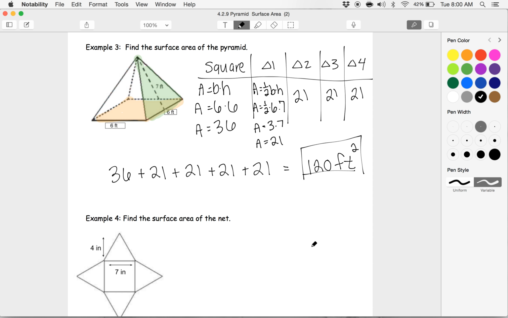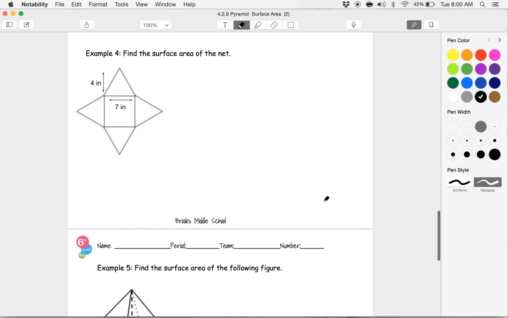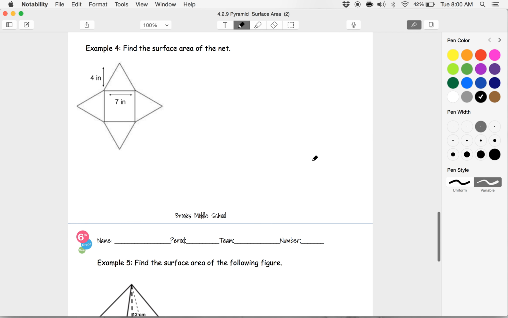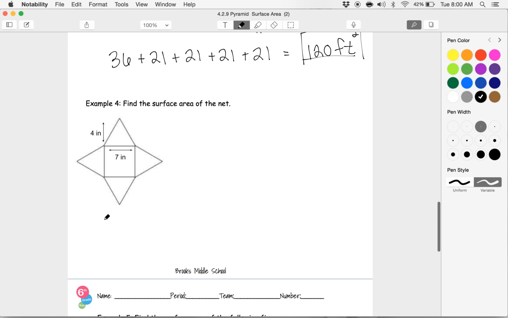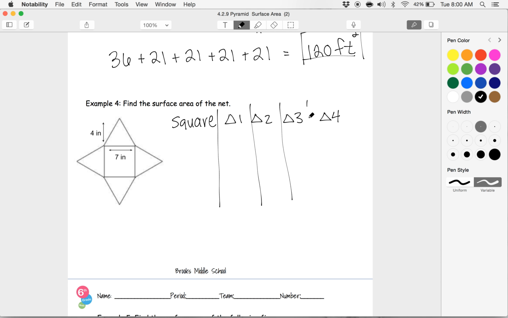As we go through this, we're going to just keep following the same pattern. So now, they want us to do the same thing, but this time it's a net. It's been cut and laid flat already, but it's the same thing. I have a square. Triangle 1, triangle 2, triangle 3, triangle 4.